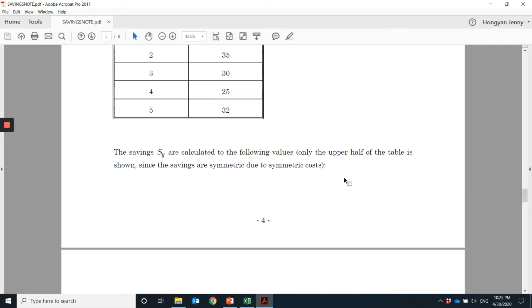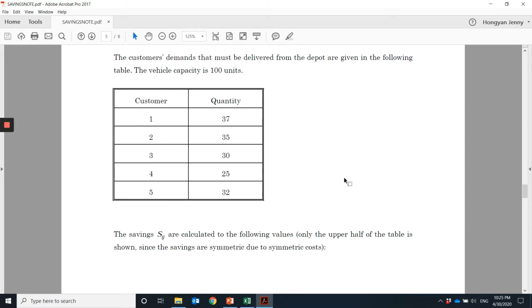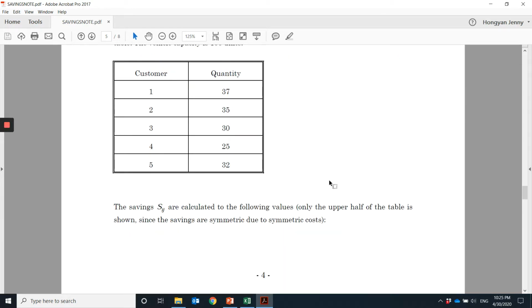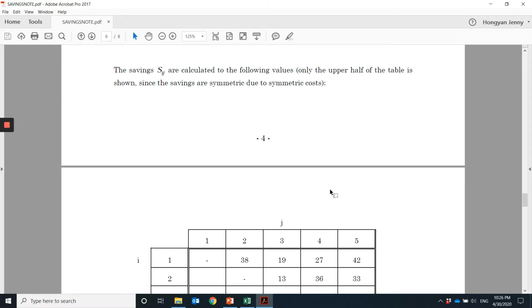In the vehicle routing problem, these are normally cars or trucks, and the trucks have a fixed capacity. In this problem, we assume the truck has a capacity of 100 units, and then you can see how many items it can carry each time. If they carry customers 1, 2, 3 in the same truck, the same vehicle, then you can see they already violate the capacity of 100 units. That's how you understand the demands and the capacity.